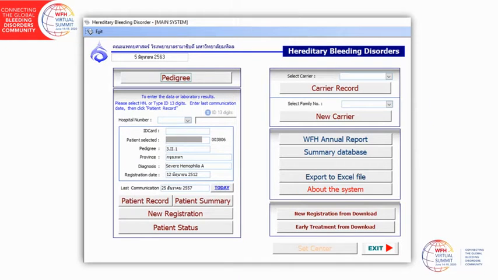Most of the comprehensive hemophilia treatment centers have established their own hemophilia patient registry. It is useful for data analysis of individual patients at institutes. We have established our hereditary bleeding disorder registry since the year 1999, written in Microsoft Access. It consists of 3 parts, namely patient, carrier, and information for the World Federation of Hemophilia annual report.